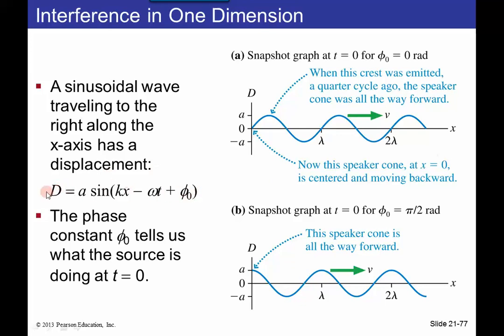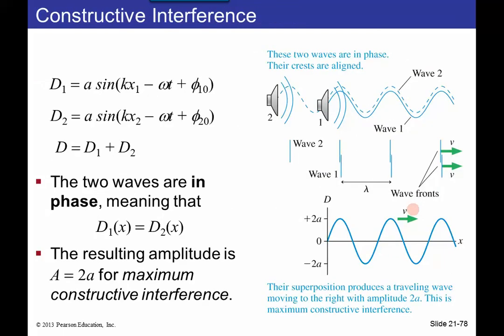We can write a wave traveling to the right as the amplitude times the sine of kx minus omega t plus some initial phase. That initial phase tells us what the wave was doing at time equals 0. So for instance here at time equals 0, the wave was 0, so that's a phase of 0 radians. But here it was A, so that's a phase of pi over 2 radians. That's the initial phase, phi 0.